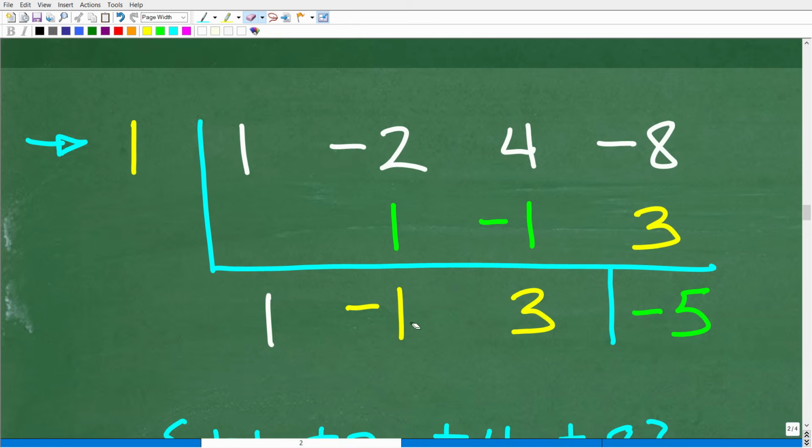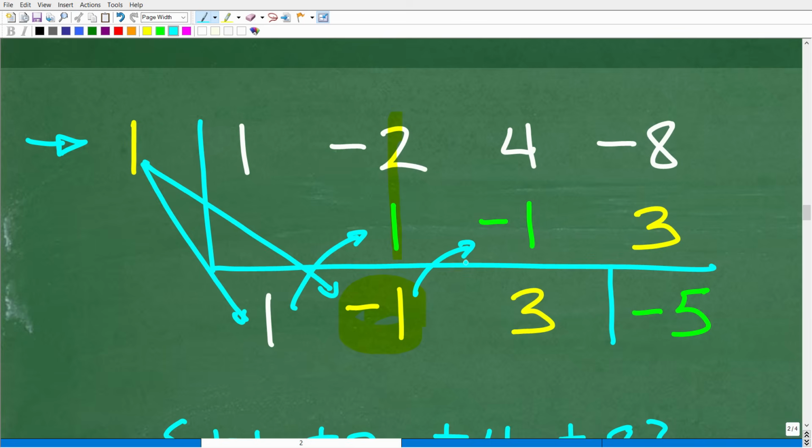Now, I already did the problem, but I'll repeat this in a second, in real time, so you'll see. So you're going to take 1 times this 1. 1 times 1 is what? 1. You put your answer right there. Now you're going to add down. -2 plus 1 is what? -1. -2 plus this positive 1 is -1. Now we're going to repeat the process. 1 times -1 is what? -1. Now we're going to add down. 4 plus -1 is a positive 3.